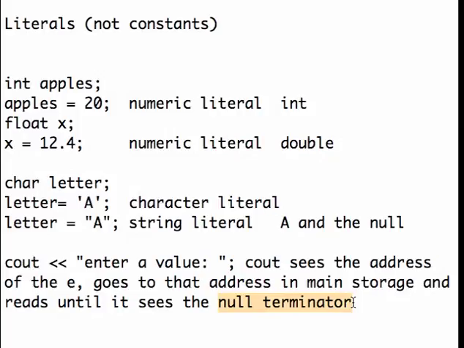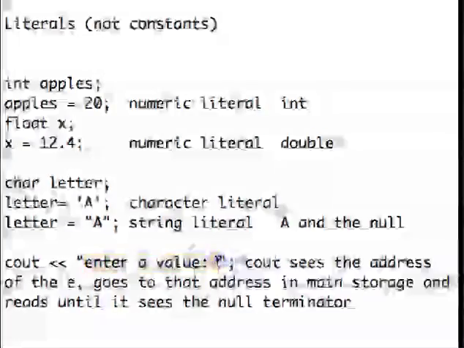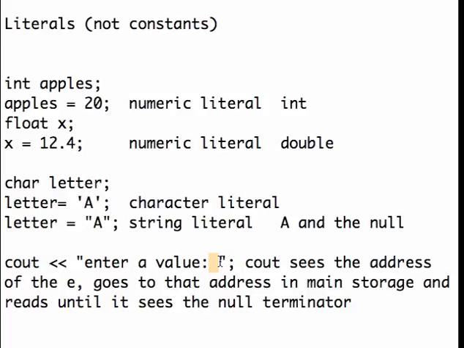You see, every string literal has the null terminator automatically appended to the end of it. And when cout goes to the address of the E in main storage and begins to read all the characters, finally it's going to come to the character after this space, the character after that, which in RAM will be a null terminator, and it will stop reading. So cout really sees the address of the E in this case.